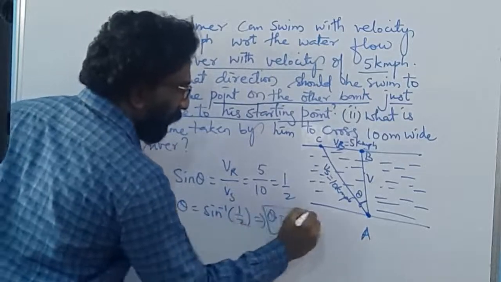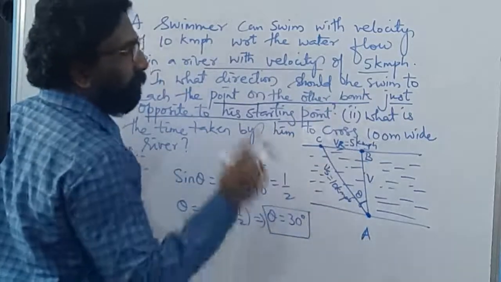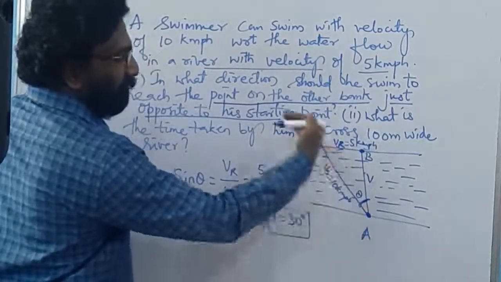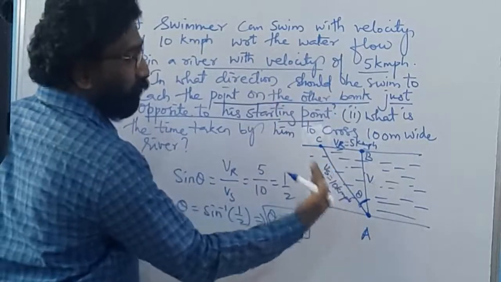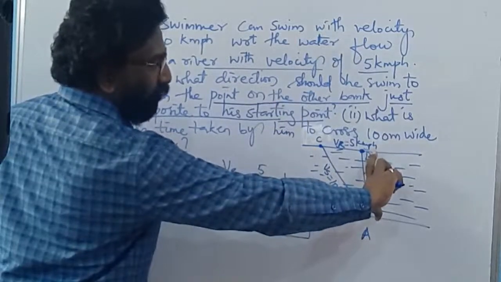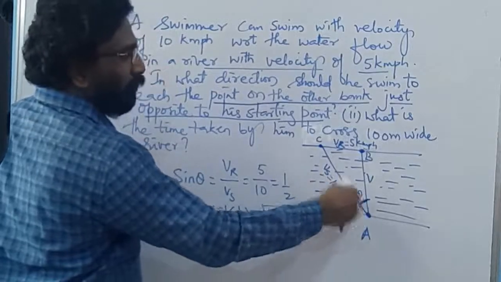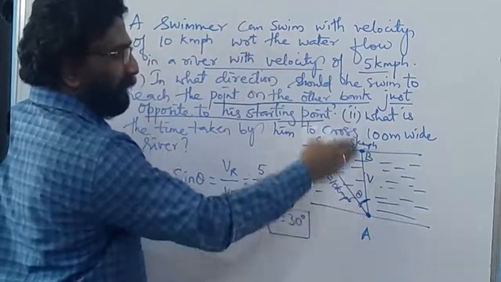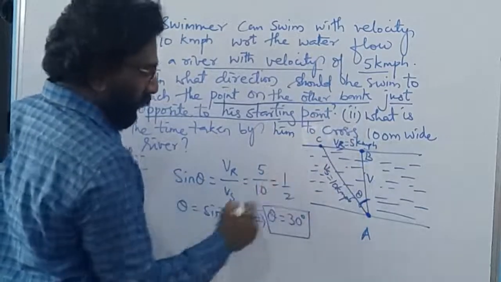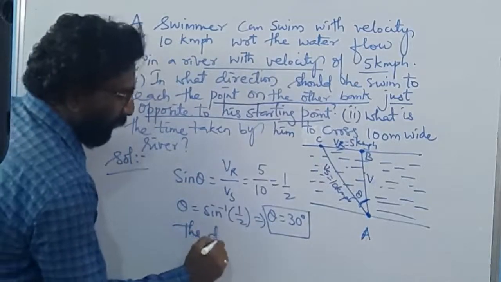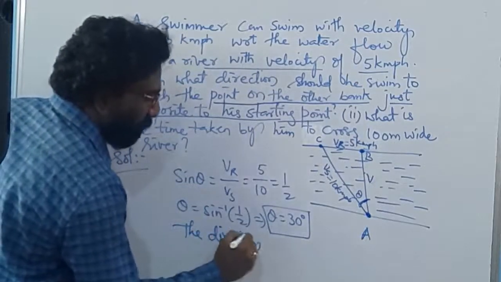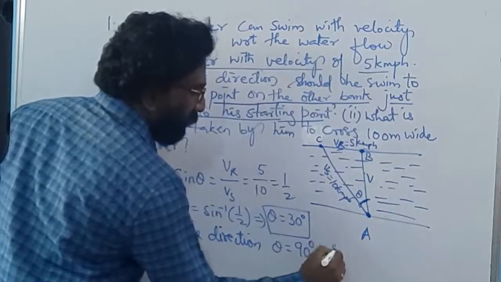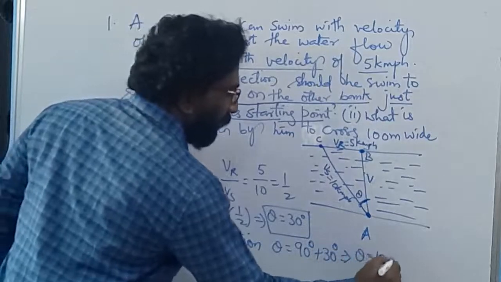So if he tried to swim at an angle of 30 degrees, he will be reaching point B. But in fact, since he has started swimming at 30 degrees, we should even try to calculate this angle also. So the 30 degrees he will be trying to swim, but due to the current of the water, he will be coming exactly at 90 degrees to this particular point. So here the total direction in which he has to swim is theta equal to 90 degrees plus 30 degrees. So he has to swim at a 120 degree angle.